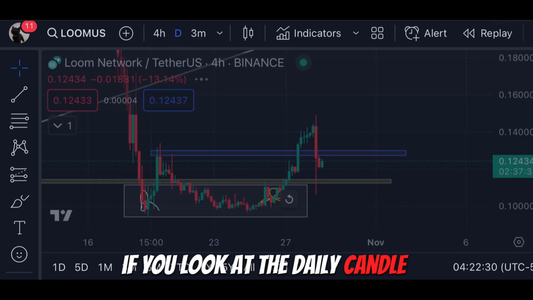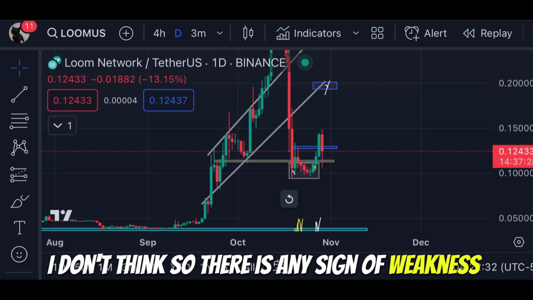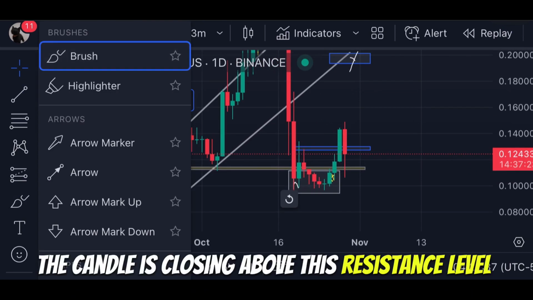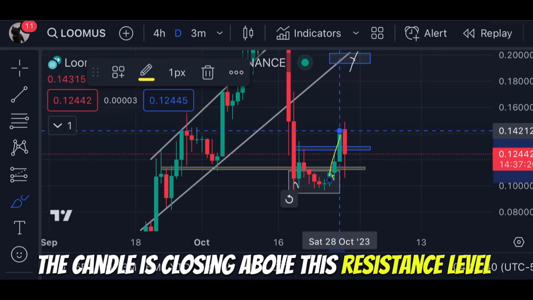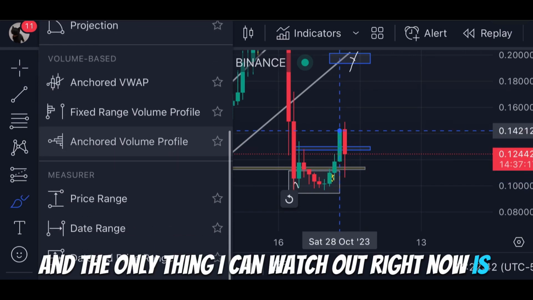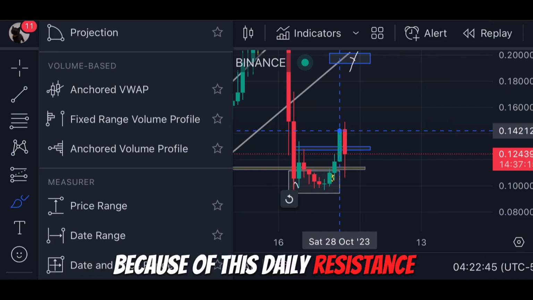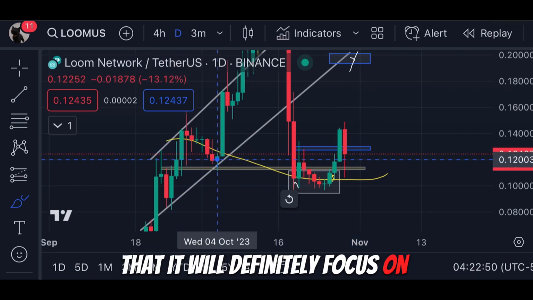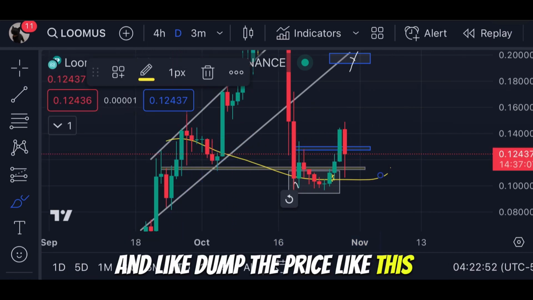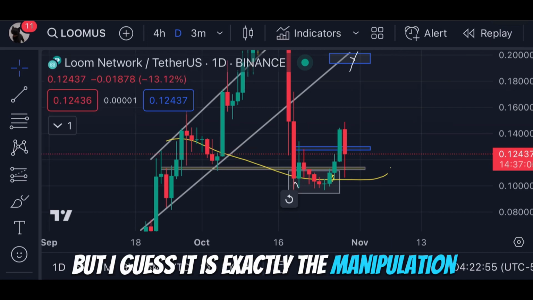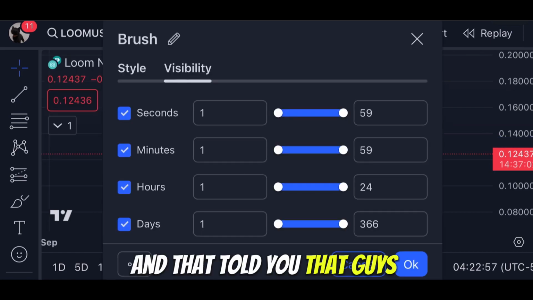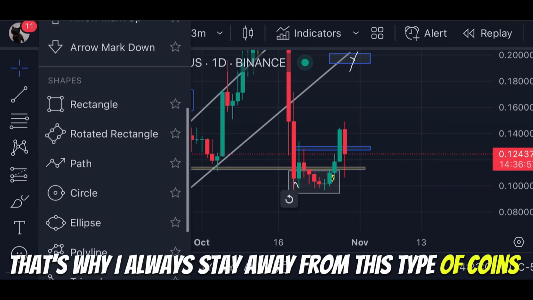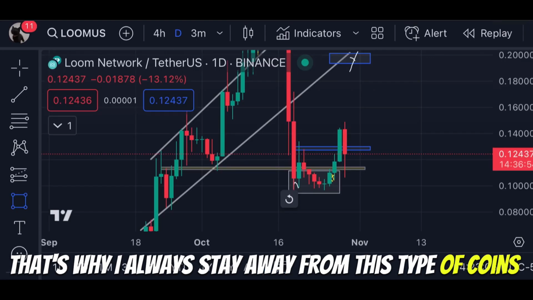If you look at the daily candle, I don't think there is any sign of weakness, because we had a very huge volume. The candle is closing above this resistance level, and the only thing I can watch out for right now is this daily resistance. But I don't think this daily resistance would definitely be the reason to dump the price like this. I guess it is exactly the manipulation. And I told you, guys, with these types of low market cap coins, we have huge manipulation every single time. That's why I always stay away from these types of coins.